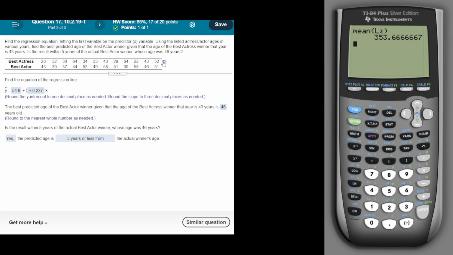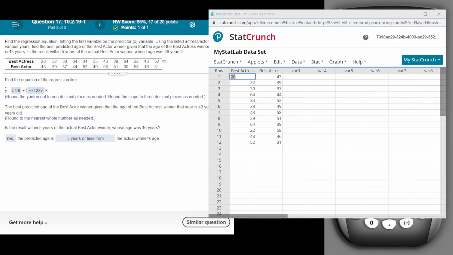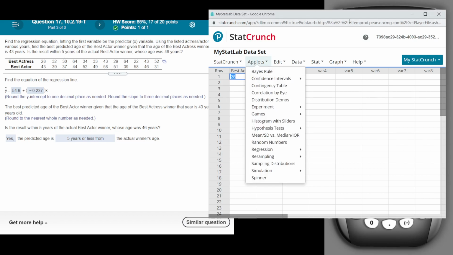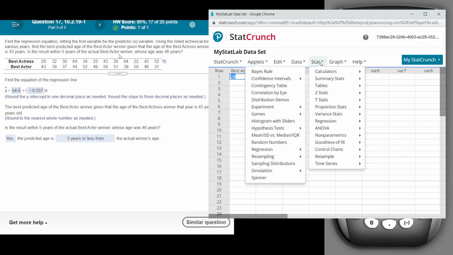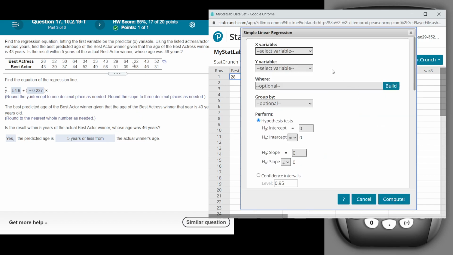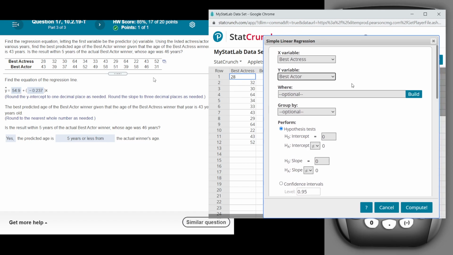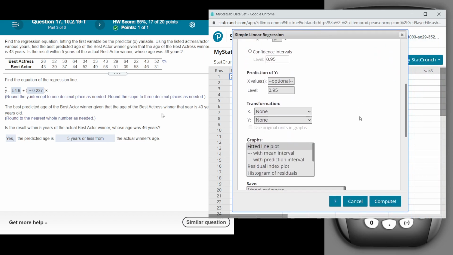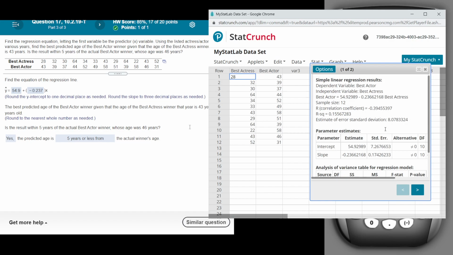They gave us, let's see if they'll let us slide with StatCrunch again. All right, it popped up. Okay, so they gave it to us in the form of columns, which is what they should have done since the beginning to make it easier on us. So you go to regression, simple linear. Put your X as your best actress, and for your actors, put your Y. I just go all the way down to compute, and there it is.